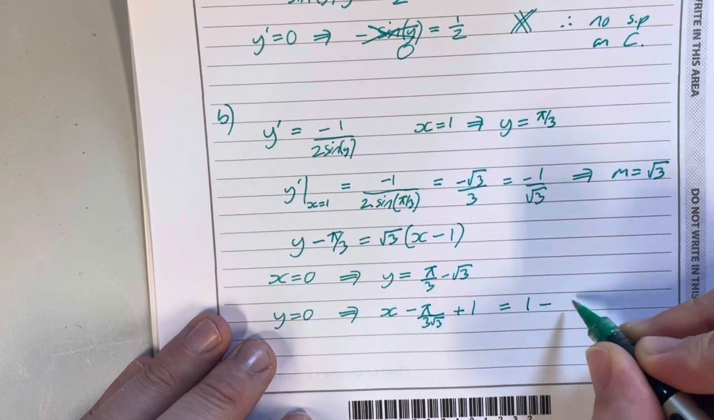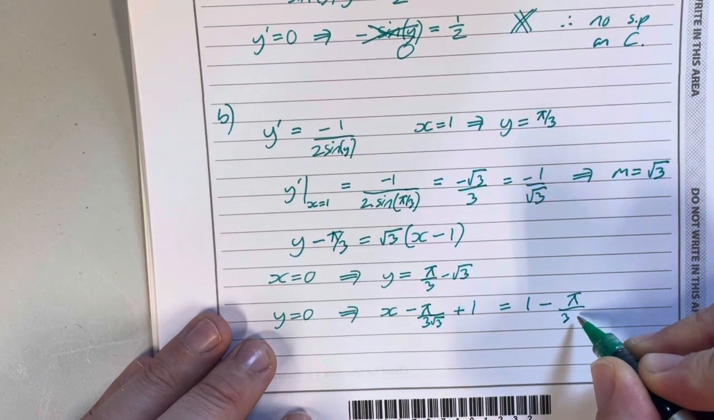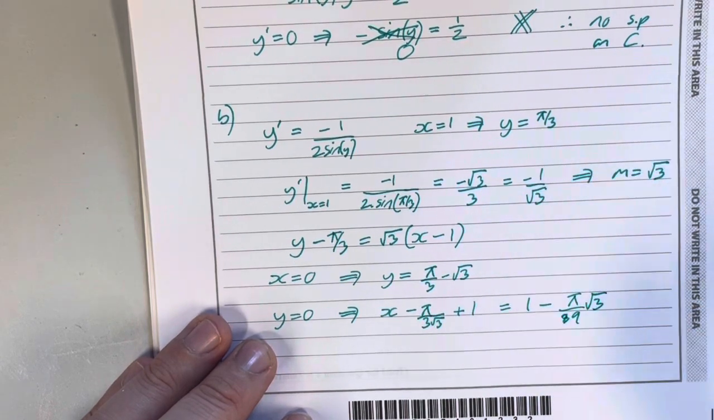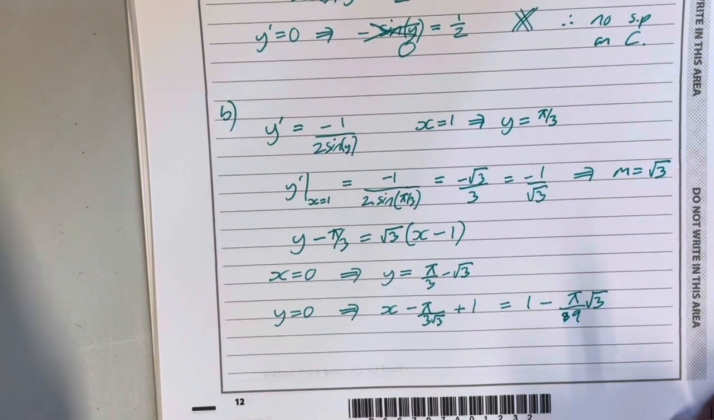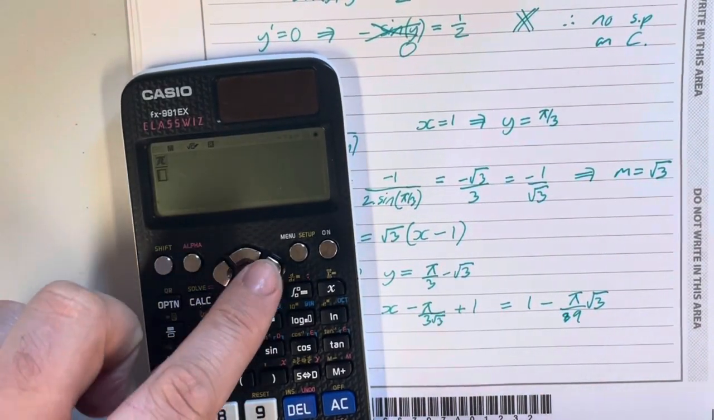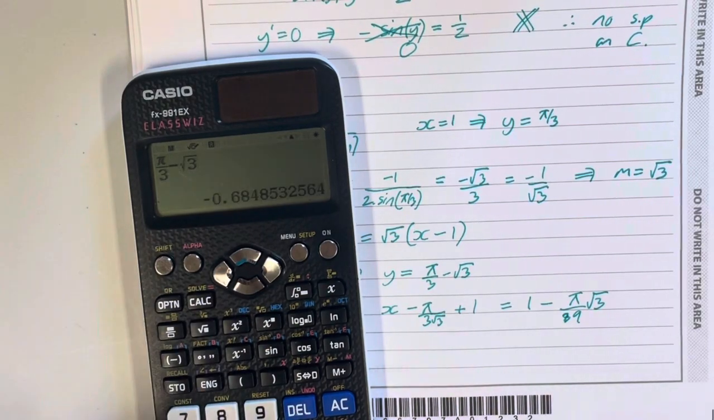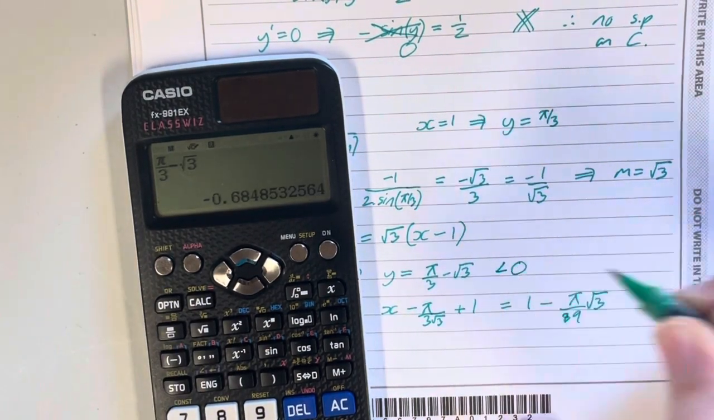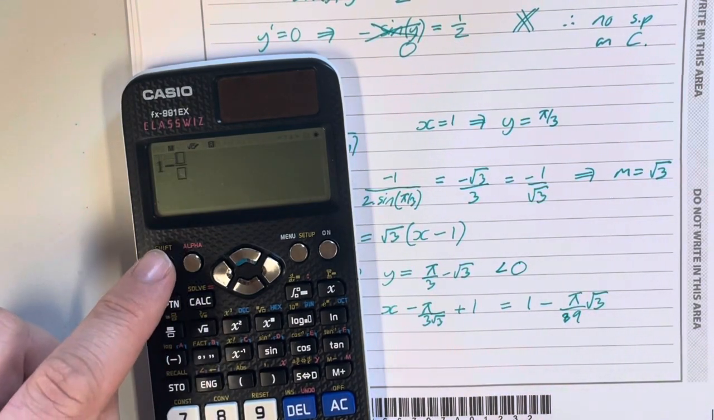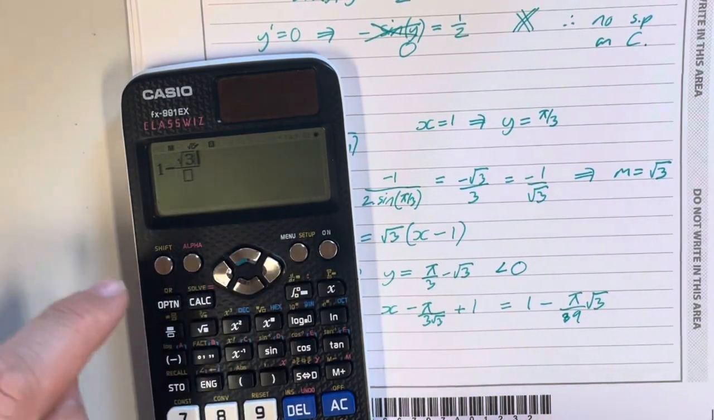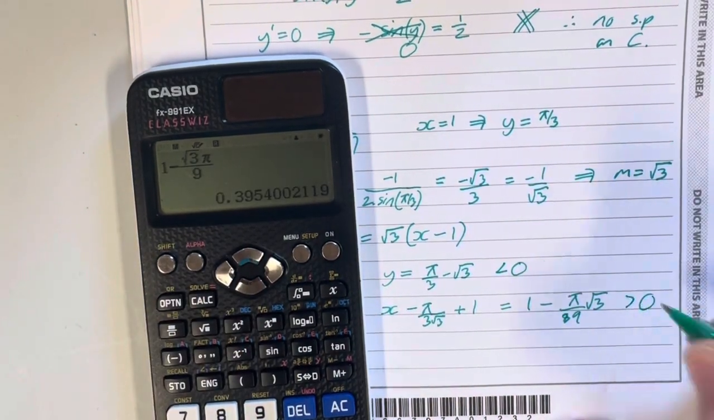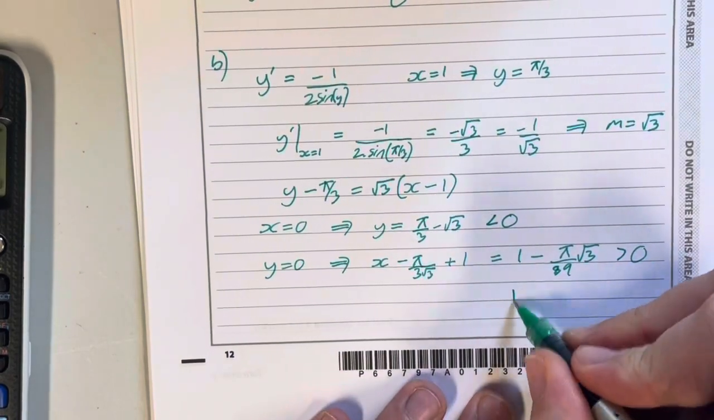Which I'm going to write as 1 minus pi over 3 over 9 times root 3. Just check that both of these are positive, just in case one of them is negative. So we get pi over 3 minus the square root of 3. Oh, that is negative. And this one here, we're going to get 1 minus root 3 times pi over 9. That is positive. Okay, so quick little sketch.